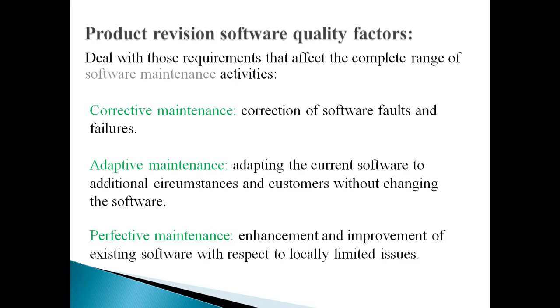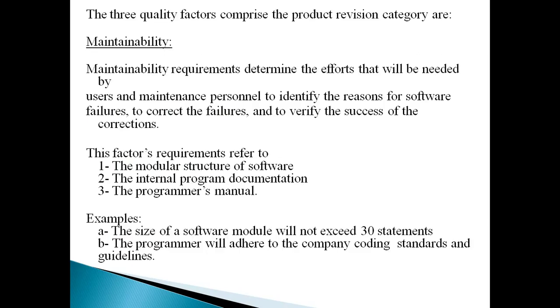The first is corrective maintenance. Here correction of software faults and failures is done. Next is adaptive maintenance. You adapt the current software to additional circumstances and customers without changing the software. Next is perfective maintenance, enhancement and improvement of your existing software with respect to locally limited issues. The 3 quality factors comprising product revision categories are: first is maintainability.